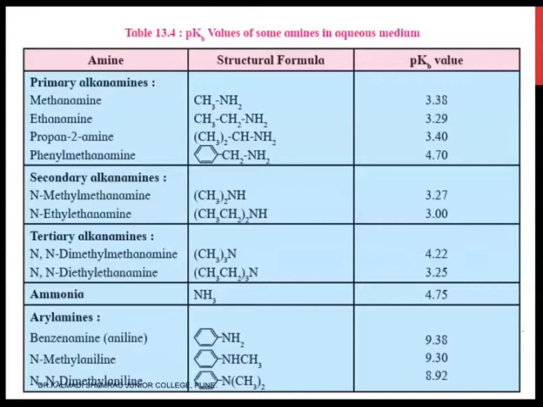Hence it is stronger. Ammonia is a weaker base as compared to the aliphatic amines, having a pKb value of 4.75. As you go below to the arylamines, we observe that they all are very weak bases having a very high pKb value ranging from 8.92 to 9.38.